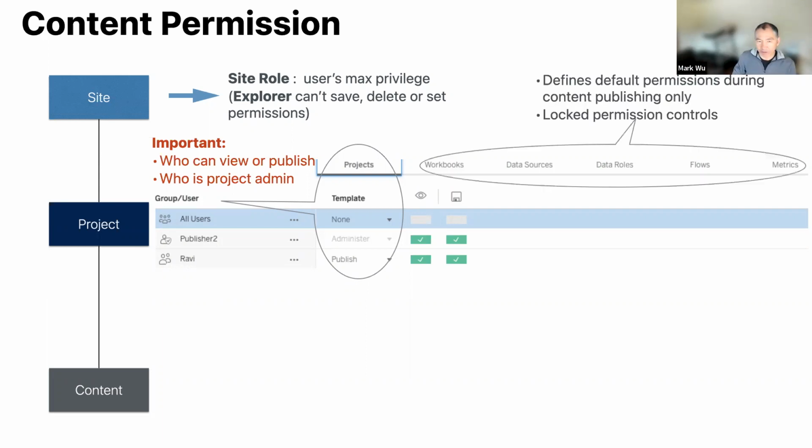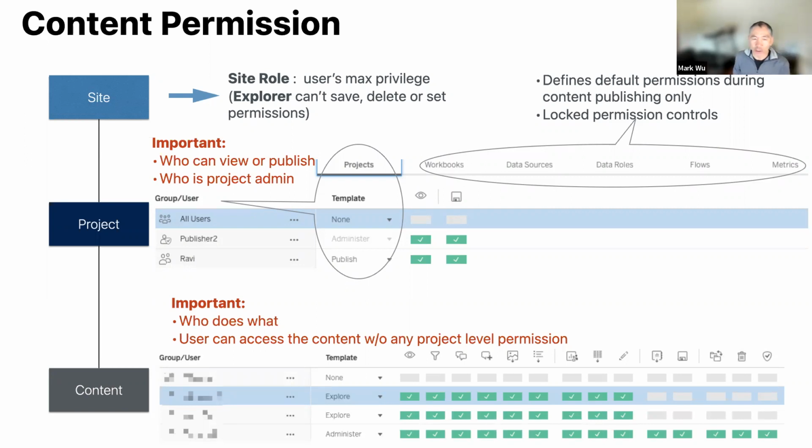And on the right side, at the project level, there are different tabs: workbook tab, data source, data role is not leveraged yet, flow, metrics. Those are the default permissions when content is published here. If a new data source is published, it defaults from the data source tab. If this project is locked, that's it. The content owner cannot change the permission of the content. If not locked, it defaults from here, and the content owner can still modify the permission during publishing and also after publishing. At the content level, it truly controls who can do what. Okay.